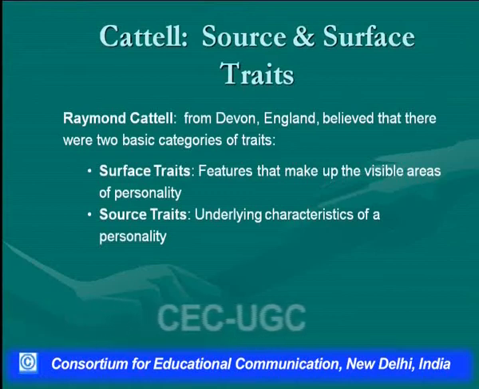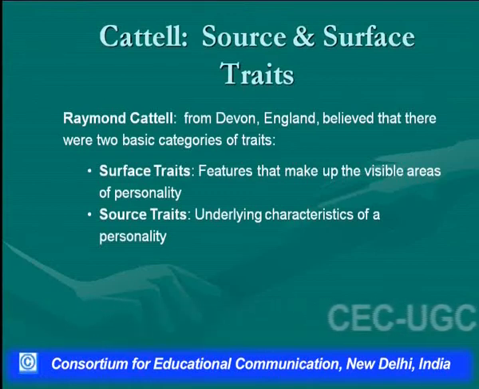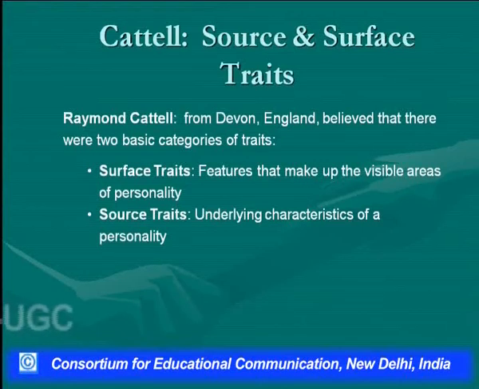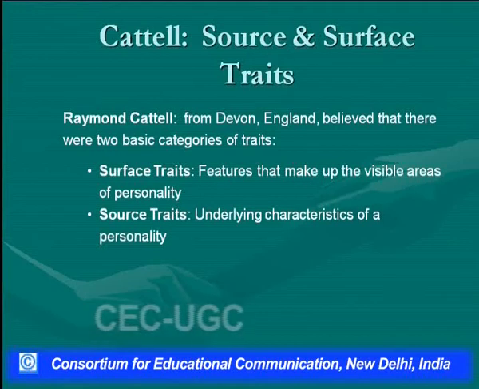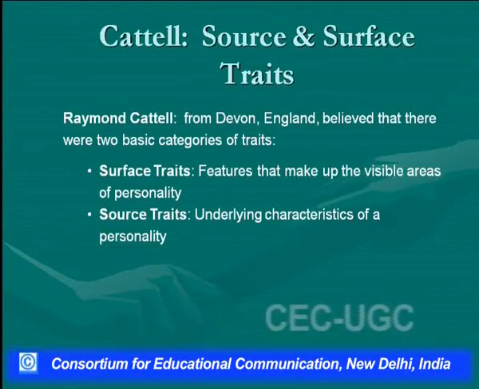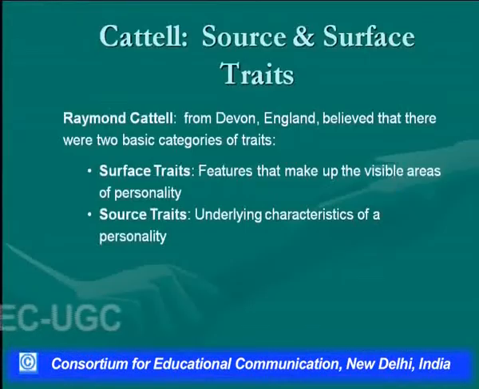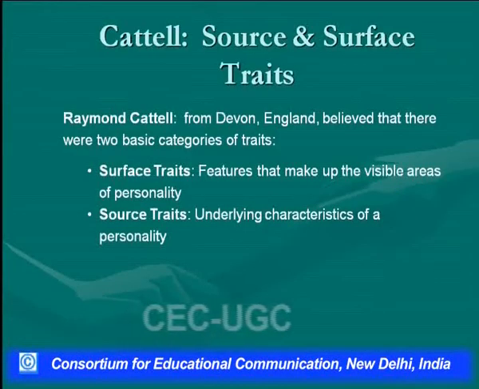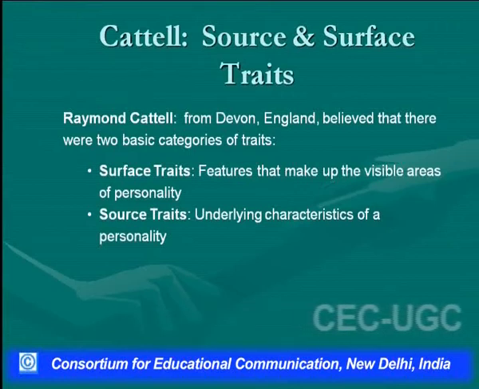Now the surface traits are the features that make up the visible areas of personality, whereas the source traits are the underlying characteristics of an individual. What is available in front of everyone and visible to all people, we call a surface trait, and everyone can view these kinds of traits. Whereas the source traits are influenced by the underlying personality of an individual, and nobody will come to know that you are irritable, or for what reasons you are irritable, if you are happy, for what reasons you are happy. Everything is hidden in this regard.